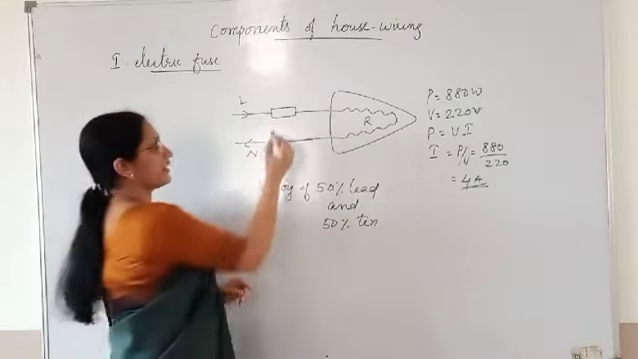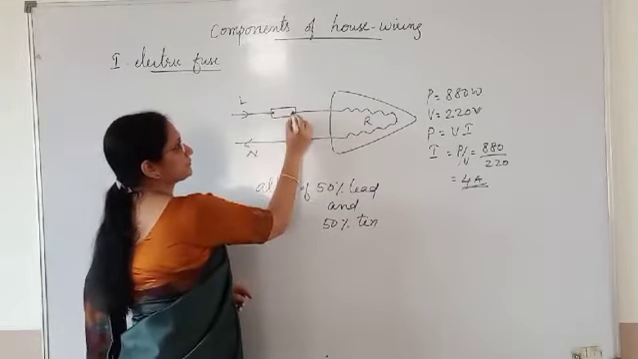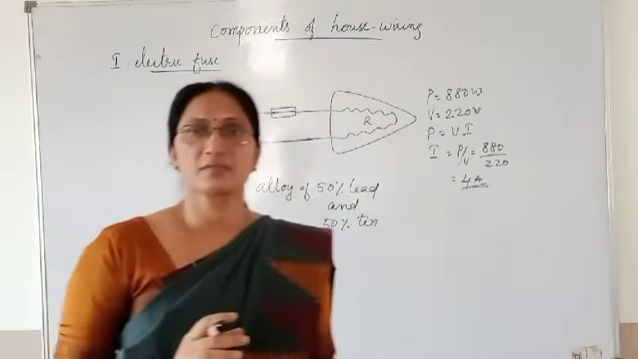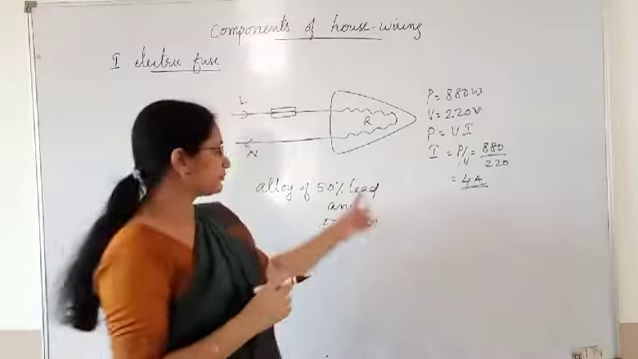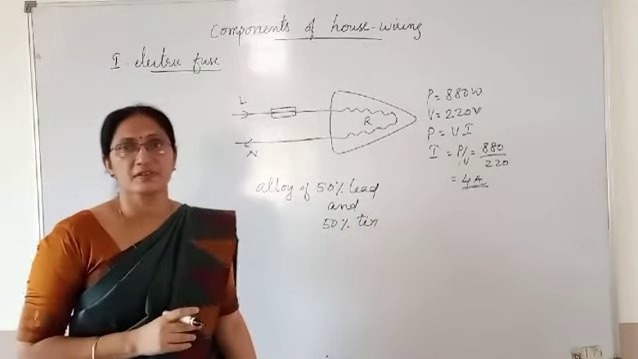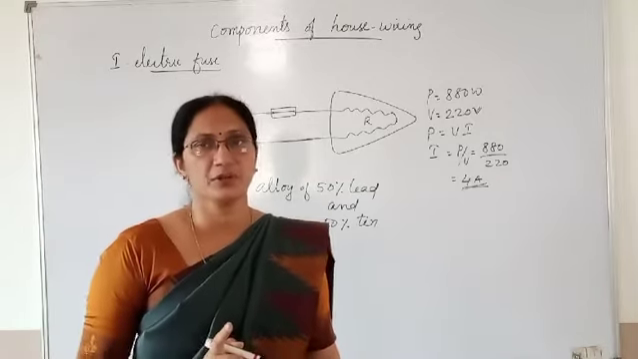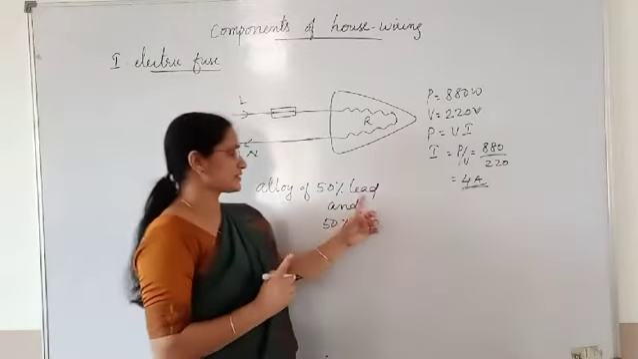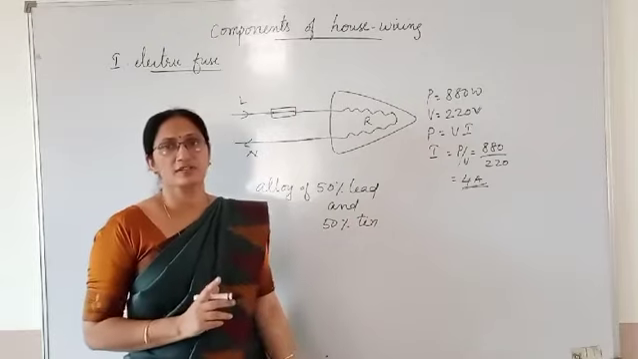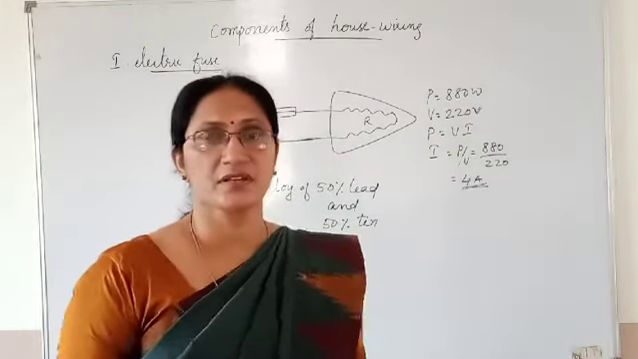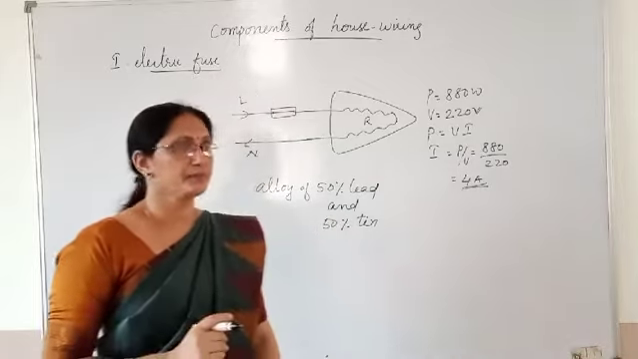This fuse has a thin wire inside, which we call fuse wire. Fuse wire is made of an alloy of 50% lead and 50% tin. In your textbook, that sentence is given wrong, you have to correct it. This is the correct answer. Material of fuse wire is an alloy of 50% lead and 50% tin. In your book, copper is written.